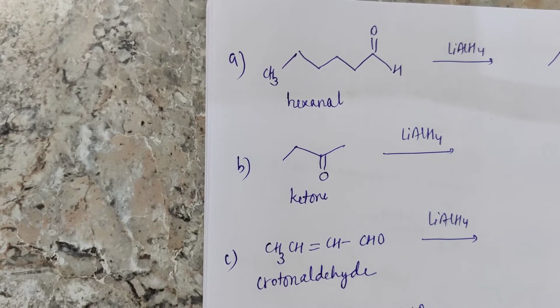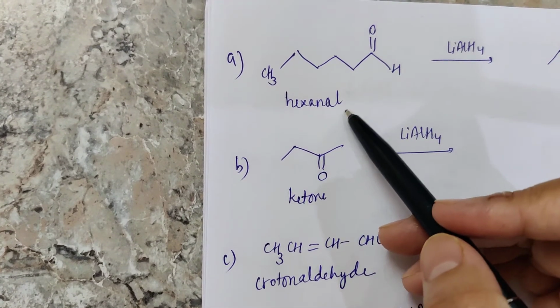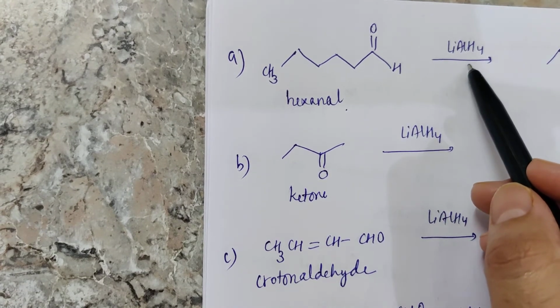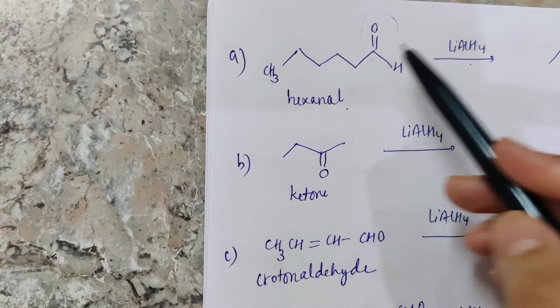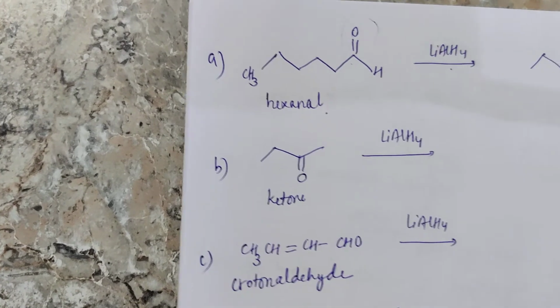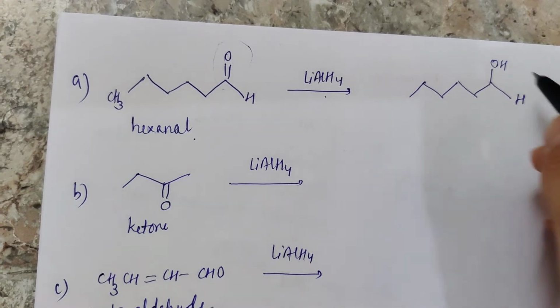Now looking at some of the reactions, this is hexanal. When treated with lithium aluminium hydride, the aldehyde group will be converted into alcohol. So in case of aldehyde, what we are getting is primary alcohol.